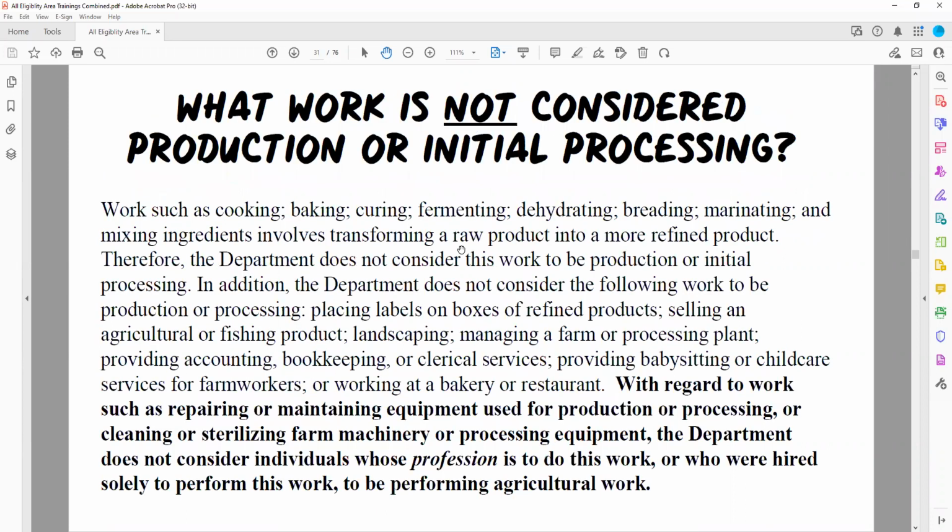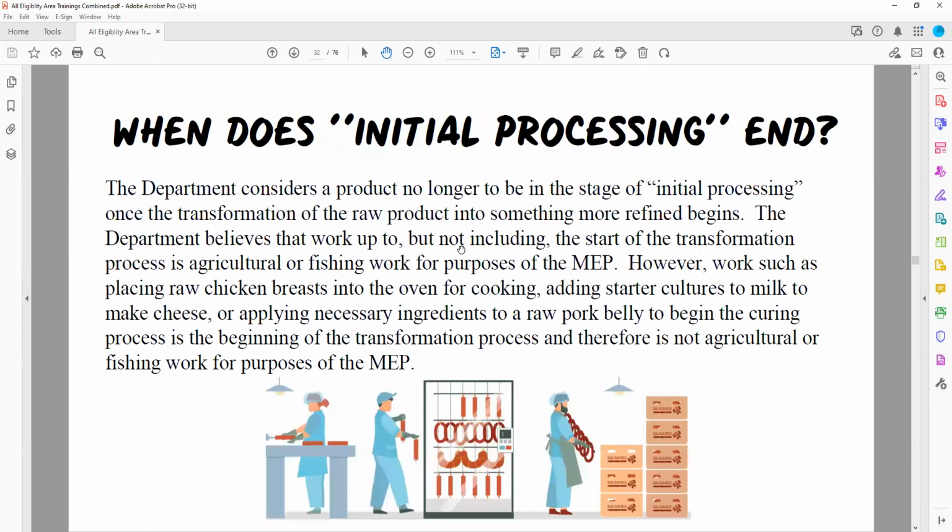Now, what would not be considered part of production or initial processing could be maybe placing labels on a box, selling the product. Maybe you work at the farmer's market and you're selling it. If you're doing landscaping, maybe you're doing bookkeeping, maybe you're doing babysitting for workers, those kind of things would not qualify. Also, the workers that just come in only to clean the equipment afterwards, and that's all they do, that also would not be eligible.